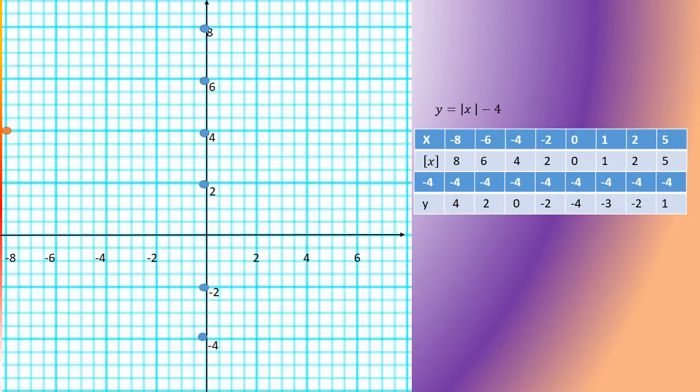Let's mark the points in the grid. At minus 8, it's 4. At minus 6, it's 2. At minus 4, it's 0. And also at minus 2, it's minus 2. And then at 0, it's minus 4. Then the positive values: at 1, minus 3. At 2, minus 2. And also at 5, it's 1. So you can see it's a V-shaped graph, which is the modulus x minus 4 graph.